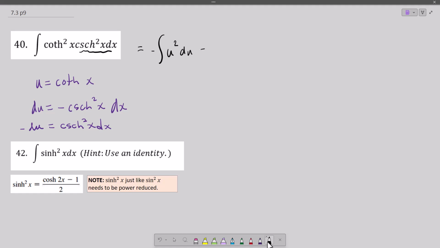So we'll have that, which is negative u cubed over 3 plus c. So it's negative 1/3. U is cotangent, so cotangent cubed plus c. Negative. And negative. Negatives are always disappearing. That negative is there.